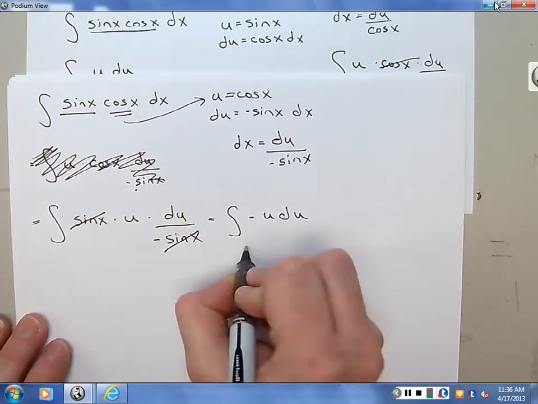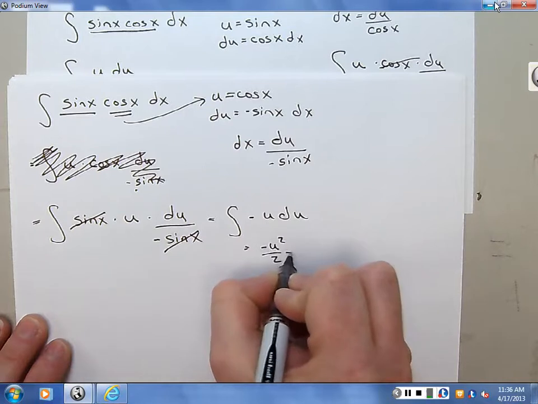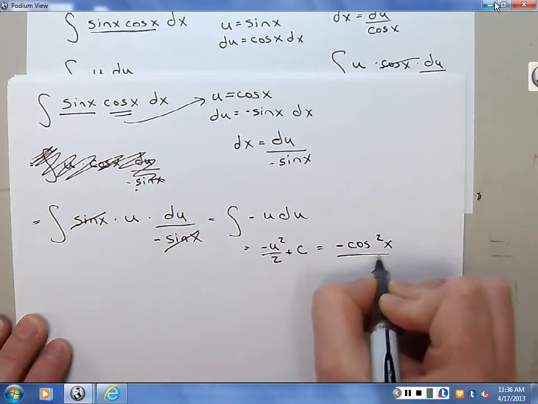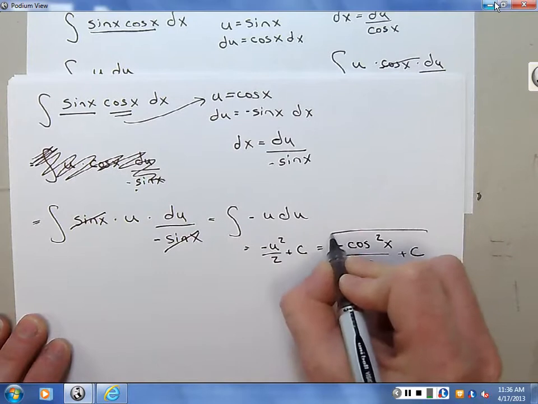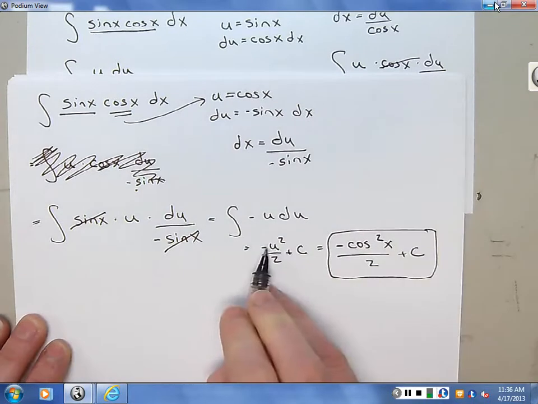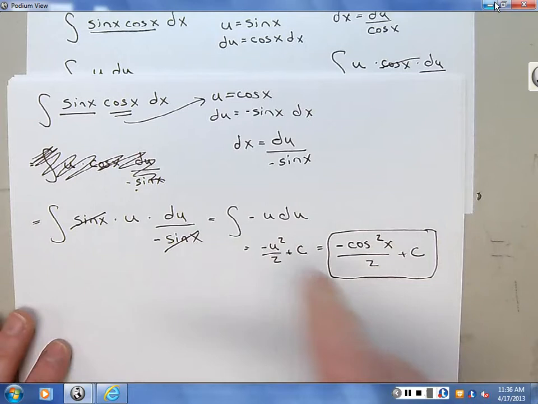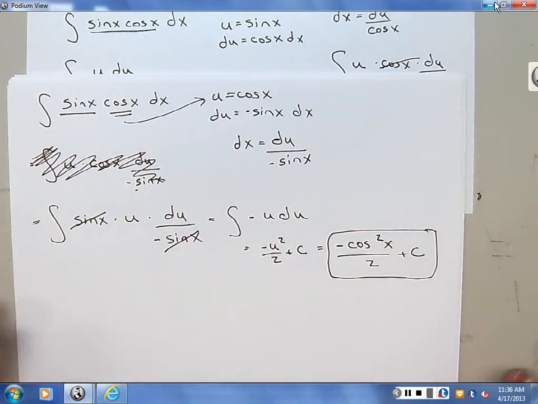Which would then be minus cosine squared x over 2 plus c. Sorry, minus u squared over 2 plus c. Then I plug what u is in terms of x, which is cosine of x. I think maybe to write it out in steps, people would understand it better.